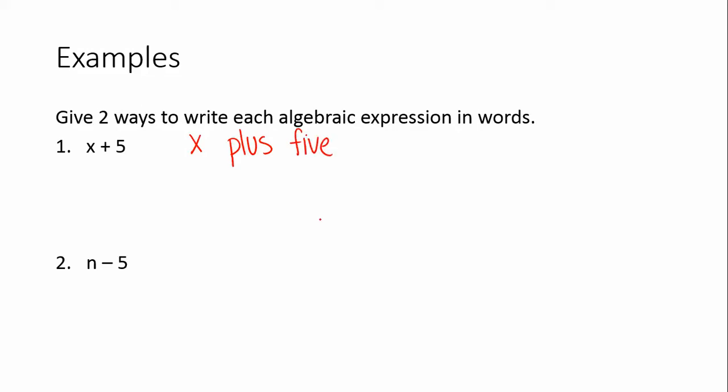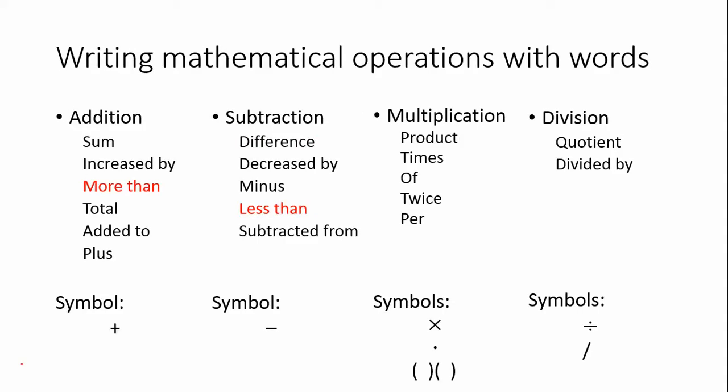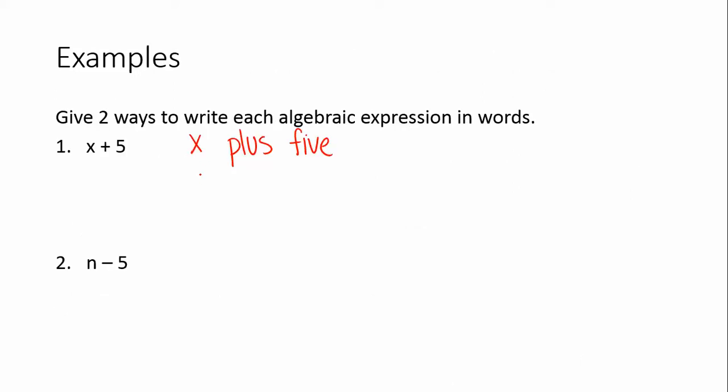So what's another way? If we go back and look at the list, we could use the word sum, increased by, more than, total, or added to. So let's use increased by. We would say x increased by 5.